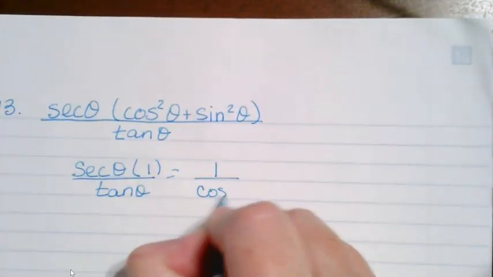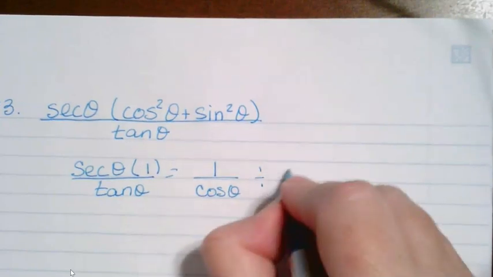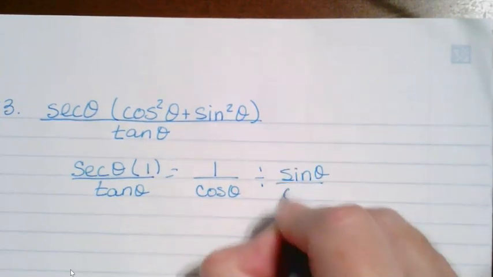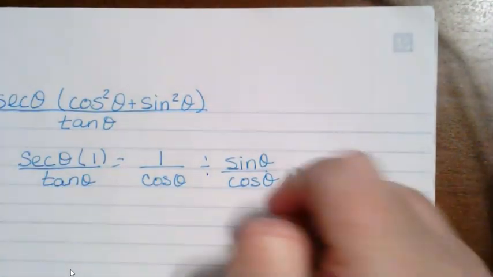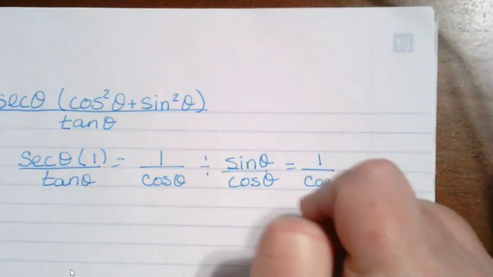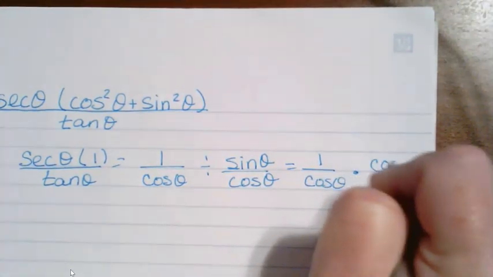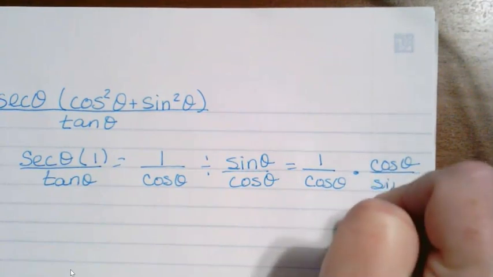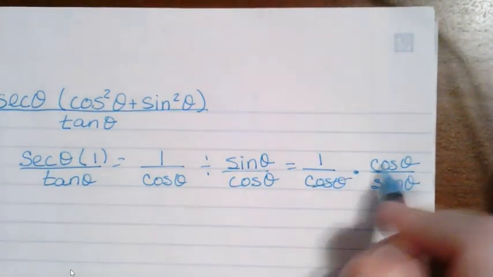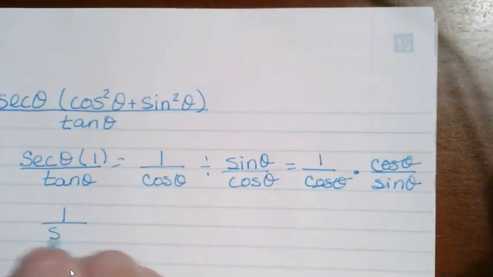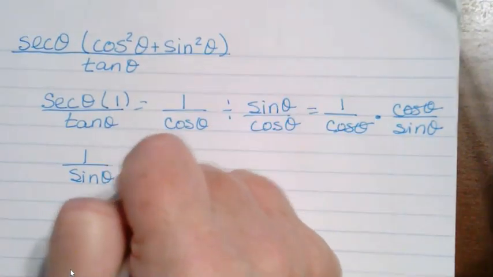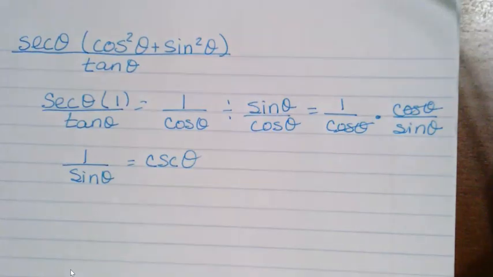Okay, so secant is going to be 1 over cosine divided by tangent, which is sine over cosine. So what we want to do here is keep, change, and flip. And notice here the cosines cancel. Just be aware that sine is still at the bottom. We need to keep it there. And then 1 over sine is cosecant. And that's it. Okay.